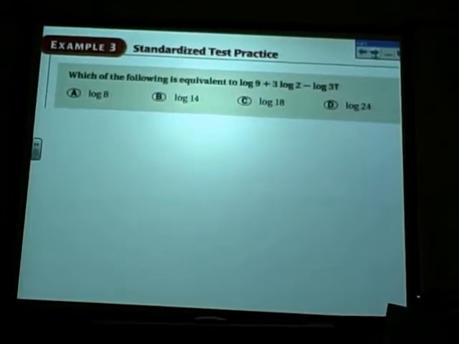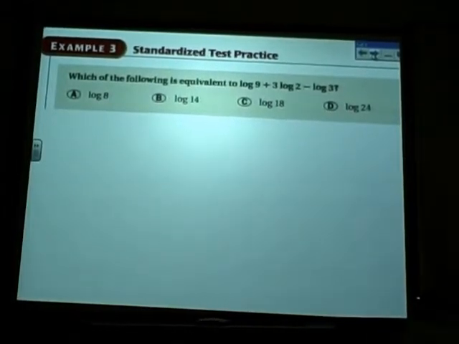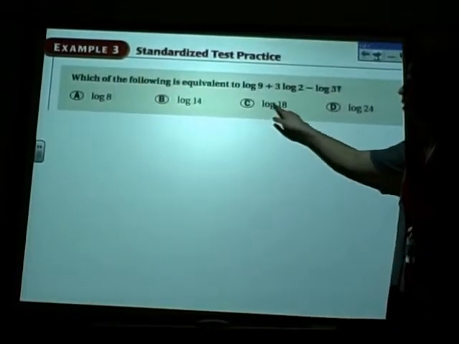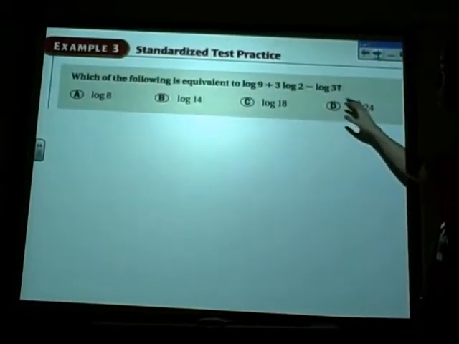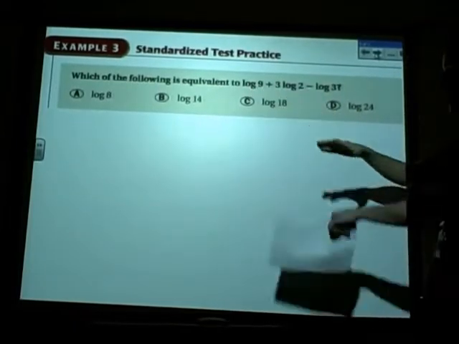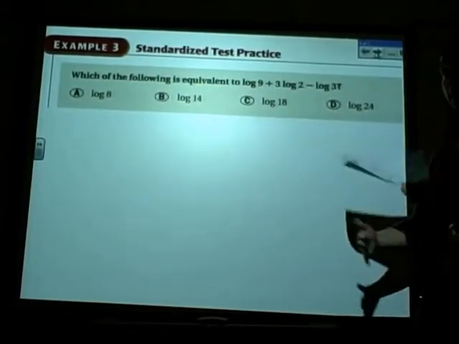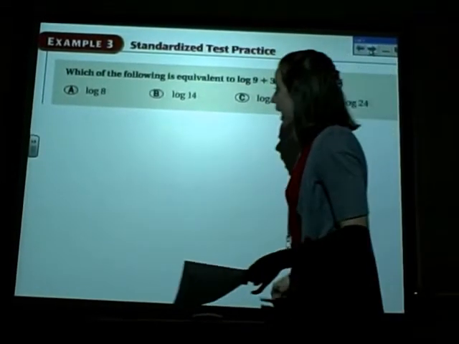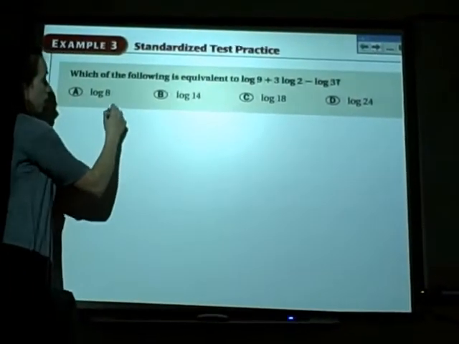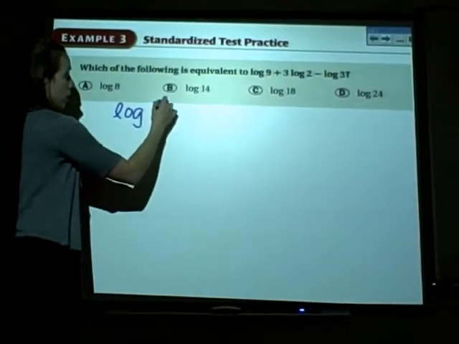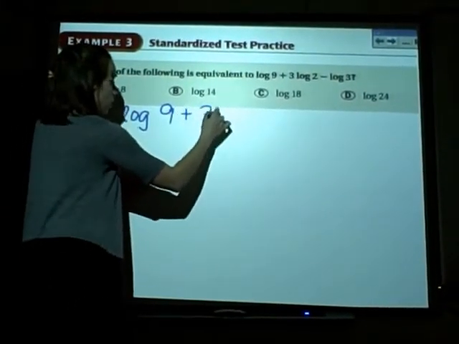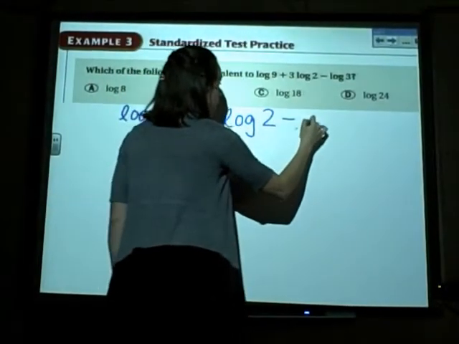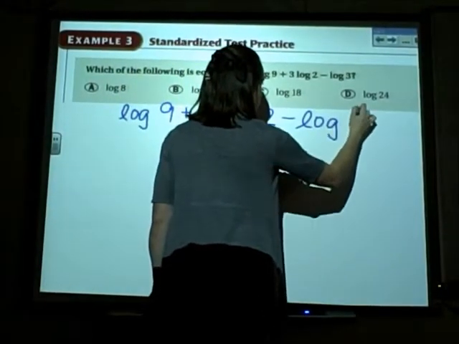Now for this one, this is something you could see on the ACT. We want to say which one of these original logs is equivalent to this expanded log. So we want to work backwards with this one, and we can do that because it's all numbers. So we have log 9 plus 3 log 2 minus log 3.